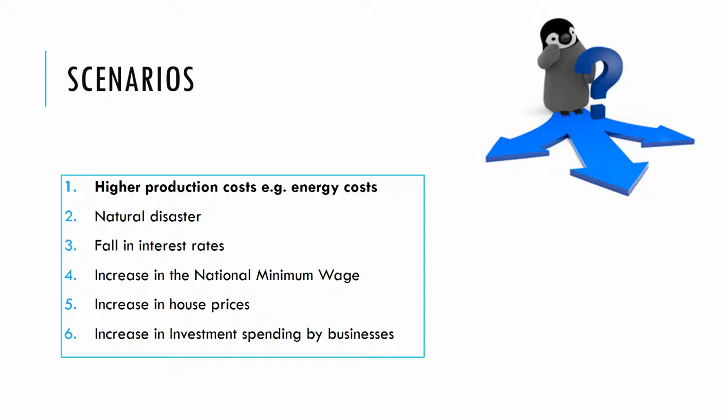Let's look at a few scenarios. I'm going to ask you to look at each scenario and have a think about whether it would impact the aggregate demand curve, the aggregate supply curve, and in which direction those curves will be shifting. So the first scenario we're going to think about is higher production costs. So for example, if energy costs were increased, which curve would that affect and which direction would it shift? We want to pause the video for a second, have a quick sketch, and then we'll see what we think.